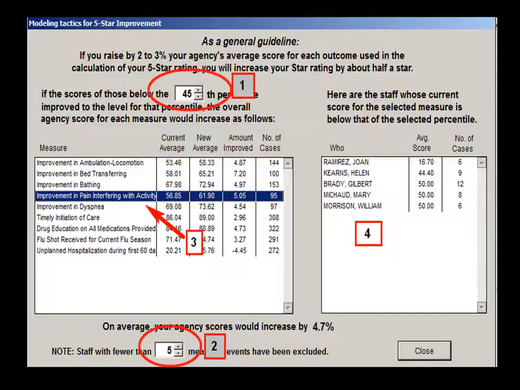Then, I highlighted the pain interfering with activity measure. From here, I can also see if I were able to improve the performance of these lower performing case managers to the level of the 45th percentile, what impact that would have on the scores for this team. Now in the box on the right, I can see my low performers and can drill down on any clinician to study the patients where they were the case manager.